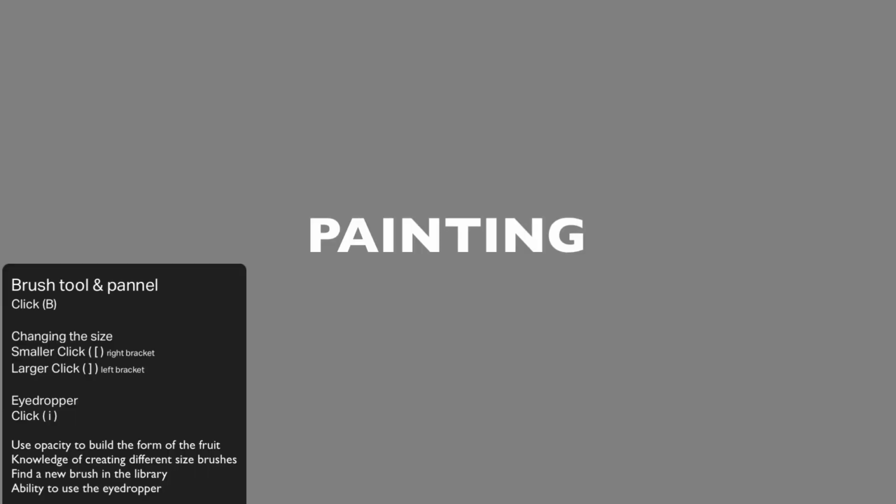All right, let's get started with our still life painting. We're going to use the brush tool. We're going to change the size. We're going to use an eyedropper. We're going to build up the form using textures from our new paintbrush library.